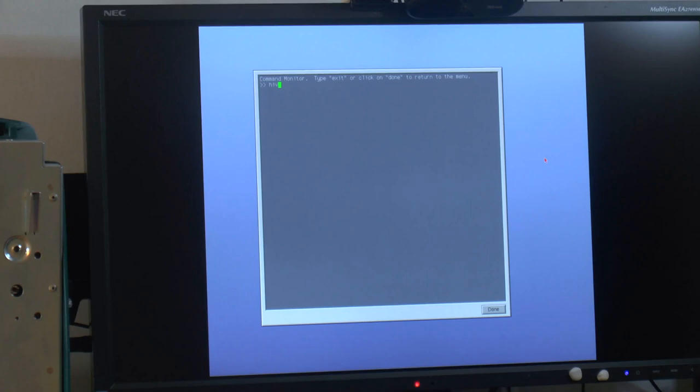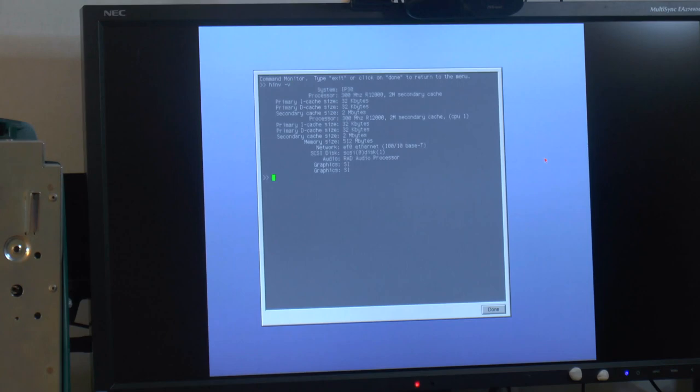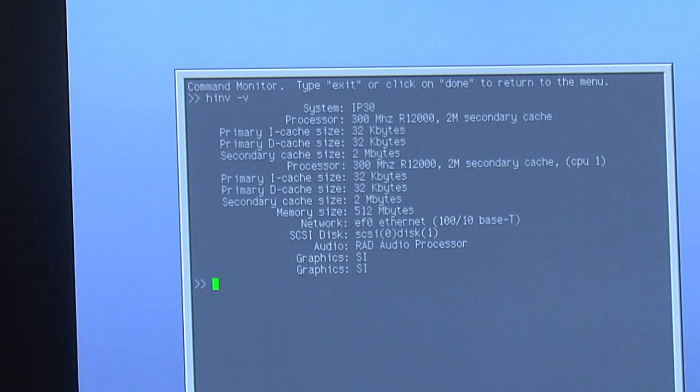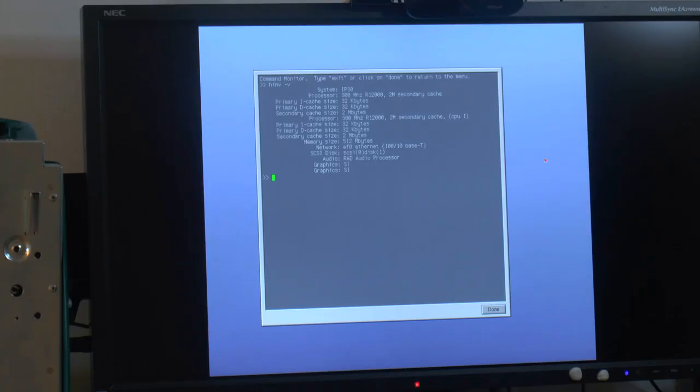If you type this, you should get some information on the system. So we get the system IP30 processors, 300 MHz R12000, 2 MB of secondary cache. We got two of those, so this says CPU 1 on the second, so the first one should be CPU 0. We got 512 MB of RAM, so that adds up with the two sticks I put in it for now. One SCSI disk, and we got SI graphics times 2. The system kind of works.